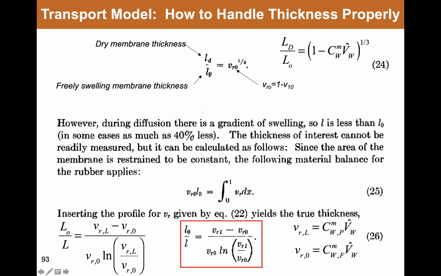We have a model for how the volume fraction of solvent changes with distance across the polymer. We can put that in here and integrate it, and it gives us an expression that relates the freely swollen membrane thickness, which can be easily measured, to the membrane thickness under the actual conditions of the experiment, which can be about 40% less depending on how big the pressure difference is and how big the resulting concentration difference is from the permeate side to the feed side of the membrane.